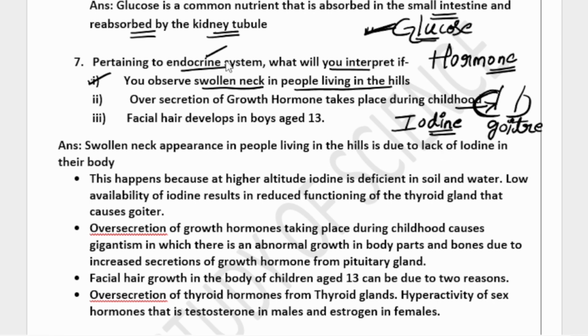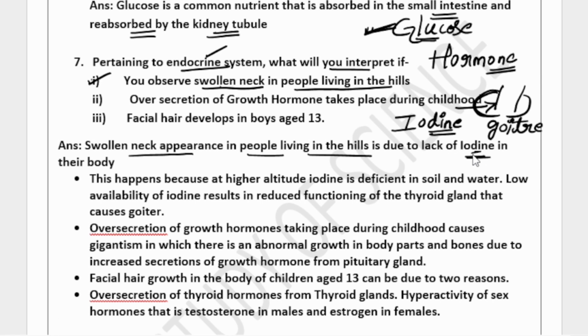So now related to the endocrine system, swollen neck in the people who are living in the hills is because they are suffering from the lack of iodine, because people who are on the hills are away from the sea. That is a simple logic. Okay. See, swollen neck in the people living in the hills is due to what? Lack of iodine.